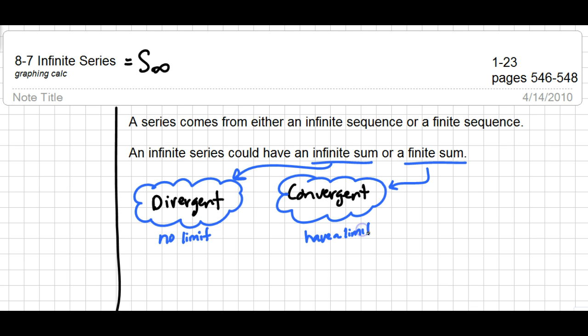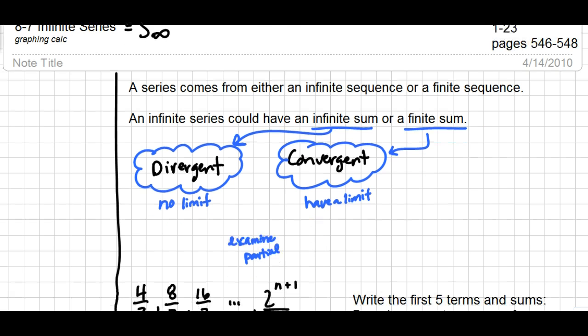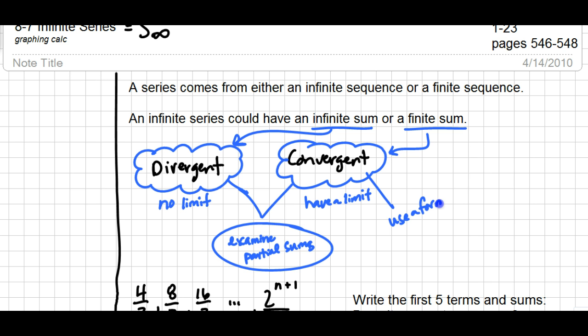To determine whether or not it converges or diverges, one of the things you can do is examine partial sums, and that's the first example we're going to do in the video. So we're going to look at some of the sums and see how they behave. You can use that method to figure out if it's going to converge or diverge. The convergent ones you'll be able to tell by looking at the partial sums. There's also going to be a formula that we're going to use, which I'll explain later on in the video.